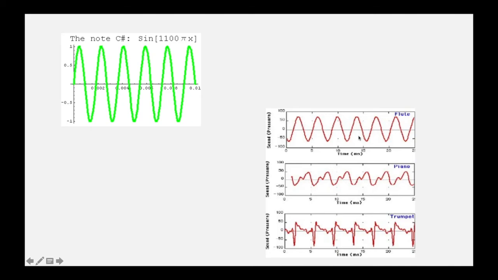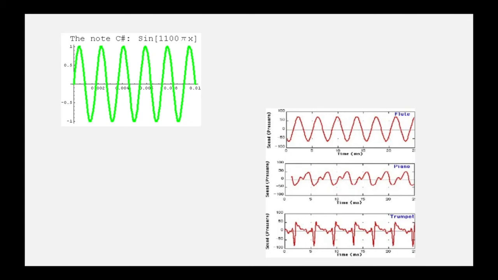Well, here's the graph of that exact same note produced by different instruments, a flute, a piano, and a trumpet. You can see how different they are from each other. The flute is pretty smooth and normal, but it still has some irregularities in it. The piano we've already discussed. Look at the trumpet, right? It's very jaggedy, very, very complex and rich.